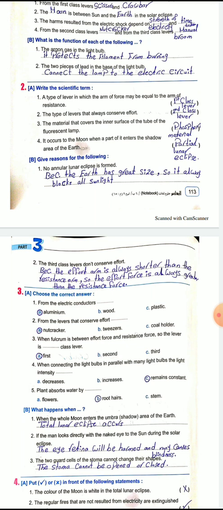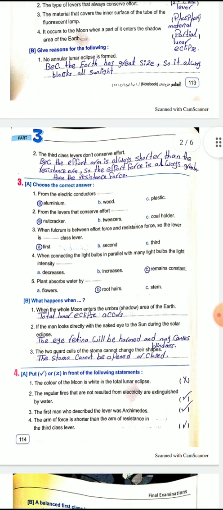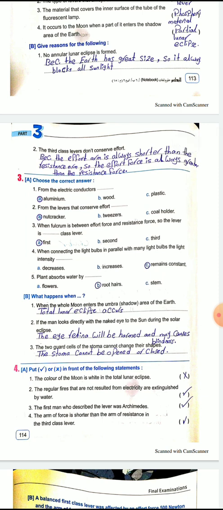Give reason number 2, the third class lever doesn't conserve effort. Why? Because as we know, in the third class lever, the effort arm is always shorter than the resistance arm. So the effort force is always greater than the resistance force. Okay, let's start with question number 3.